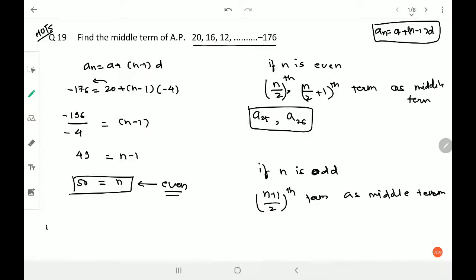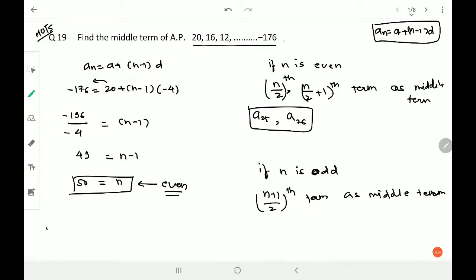कैसे find कर सकते a25? a25 is equal to a plus 24d. You remember this? And a26 is equal to a plus 25d, one less than the number. So in this manner, you can easily find the answer. You have a and d values, that's not the problem. Clear? Or when it is odd, you have just one term.